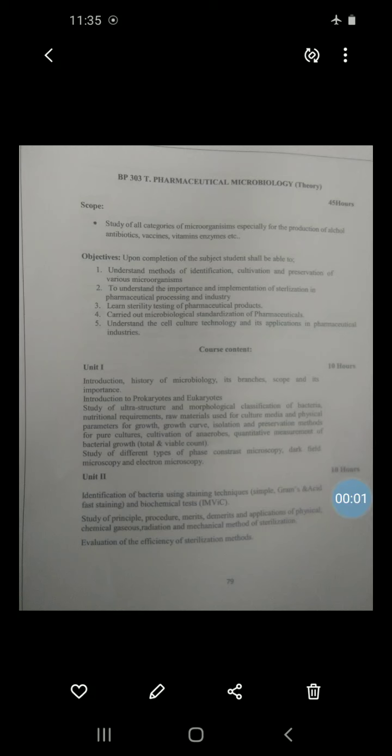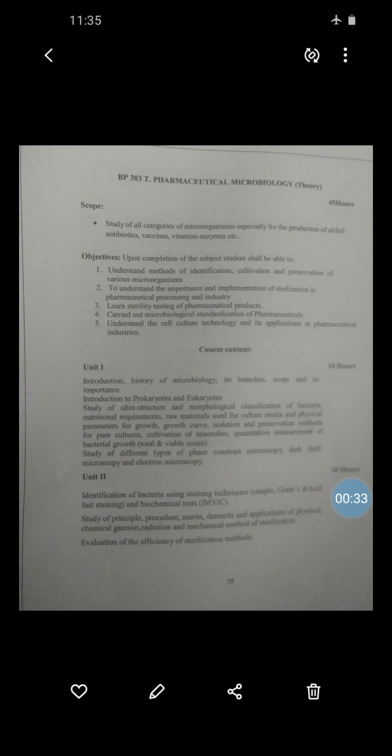Good afternoon, friends. In the last lecture, I discussed moist heat sterilization: first autoclaving, then tyndalization and pasteurization. Today, we will see the next point, that is radiation sterilization. First, by ionizing radiation, and second, by non-ionizing radiation. The radiation sterilization method involves exposing the packed material to radiation for sterilization.